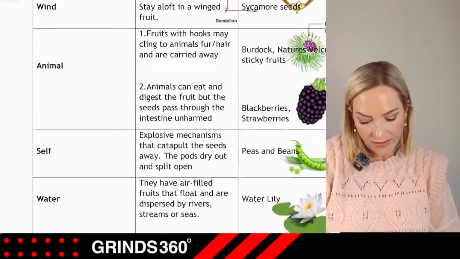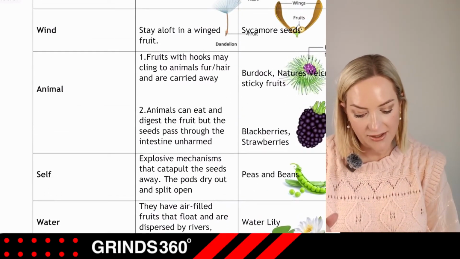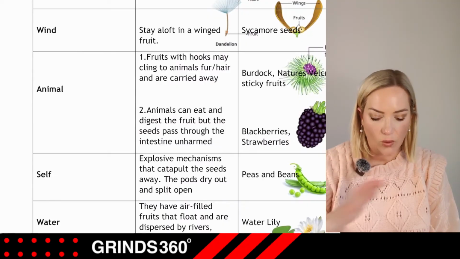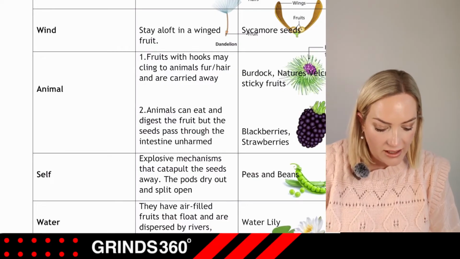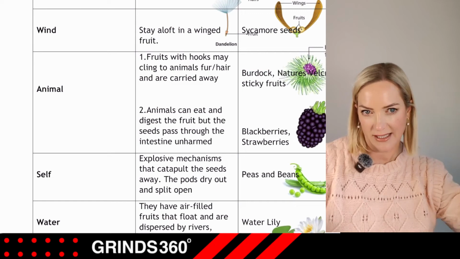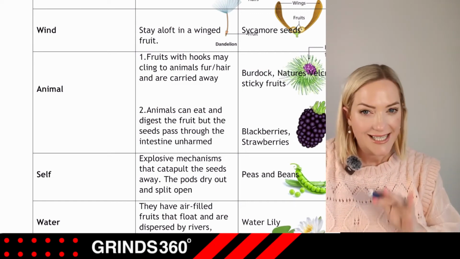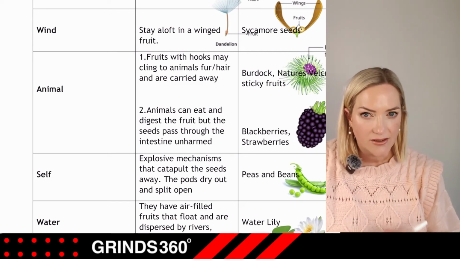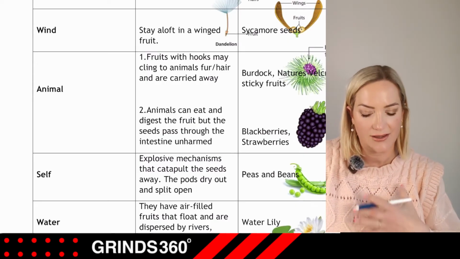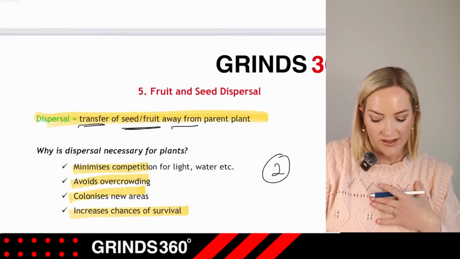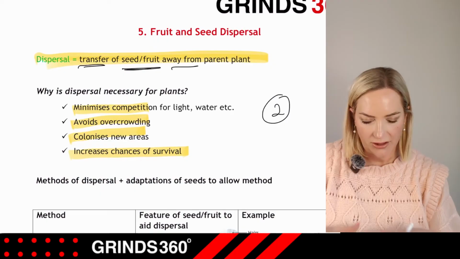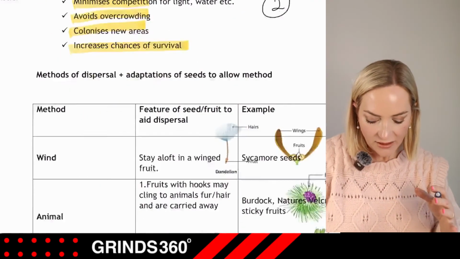Animals can carry seeds, so fruit with hooks can cling to animal fur and get carried away. Examples there are burdock, nature's Velcro, which is the long sticky plant you might have stuck on someone's back when you were younger. Sticky fruits. Animals is another example. What animals can do is eat the fruit, digest it, and pass it through them. What's the point of dispersal? Minimize competition, avoid overcrowding, colonize a new area, increase chance of survival.